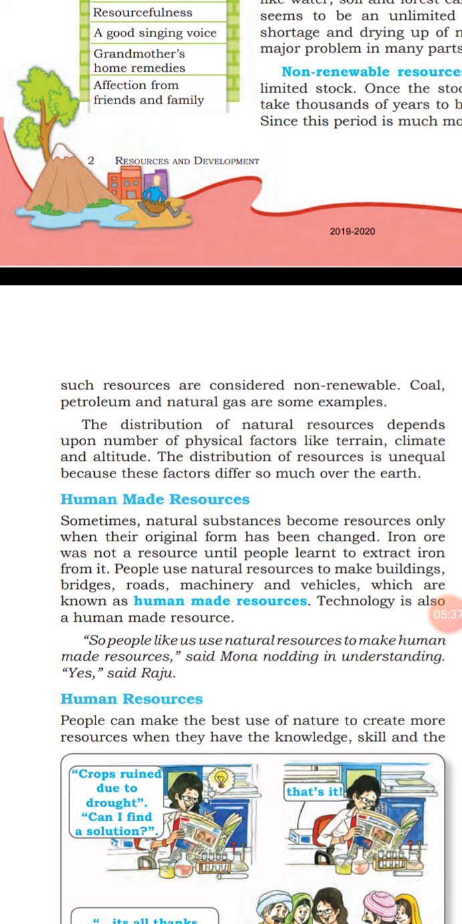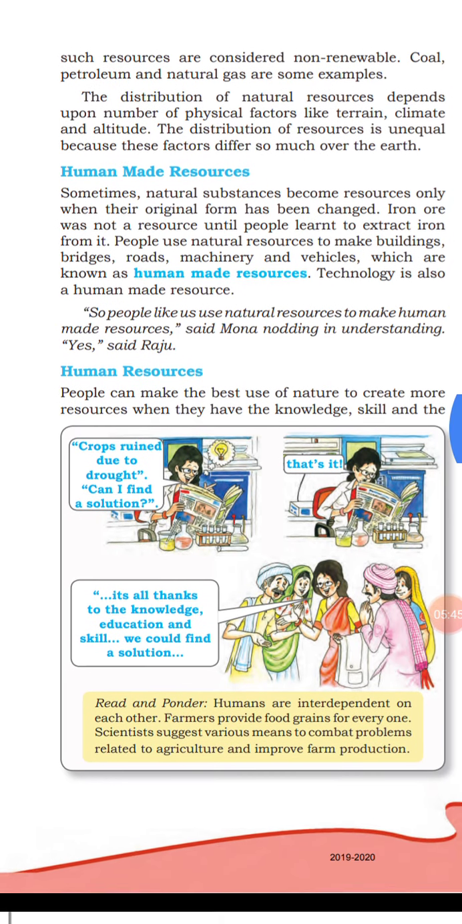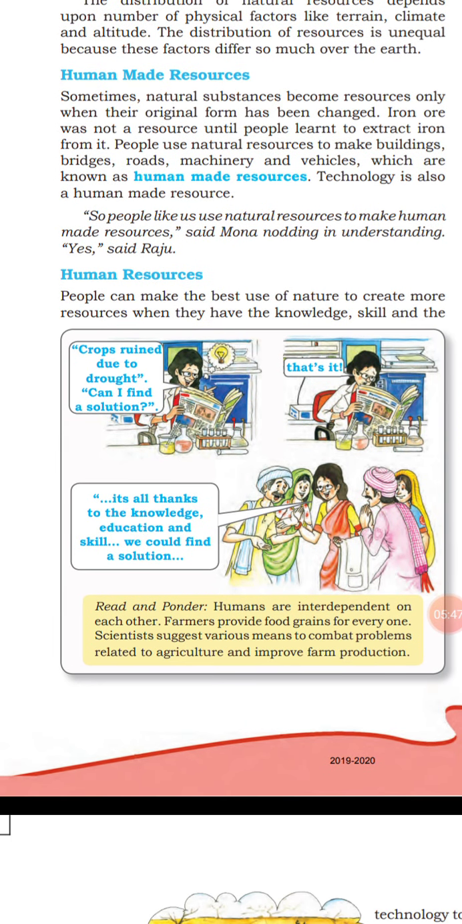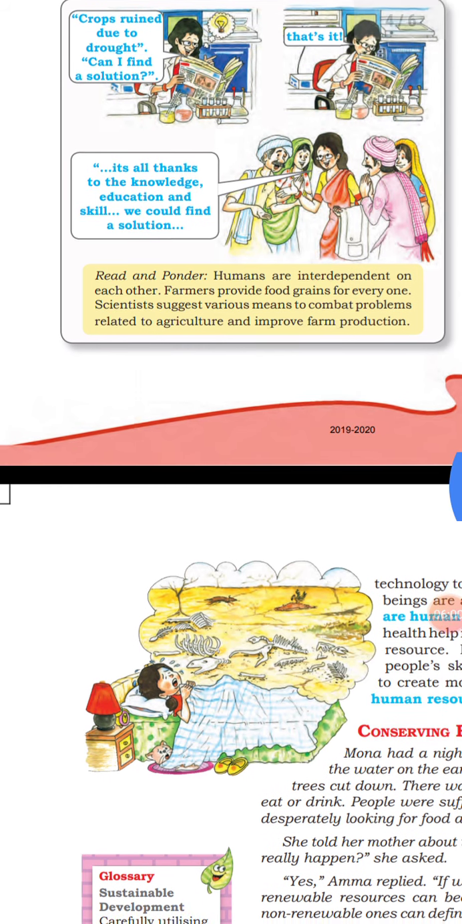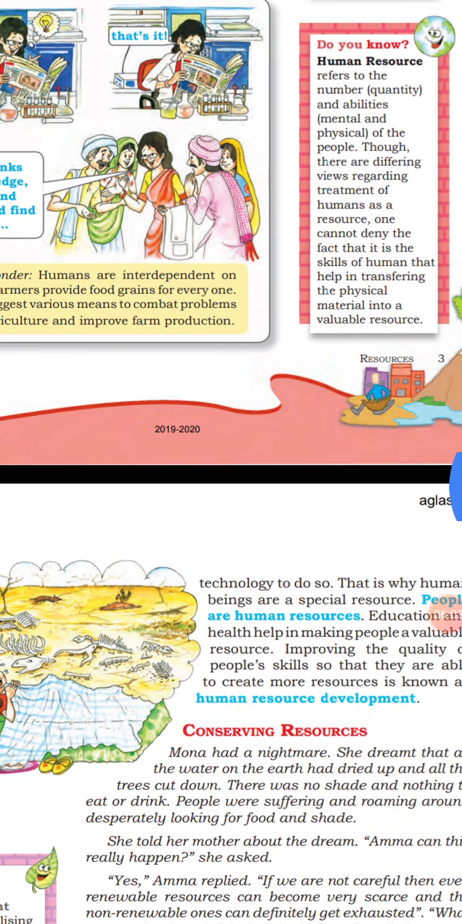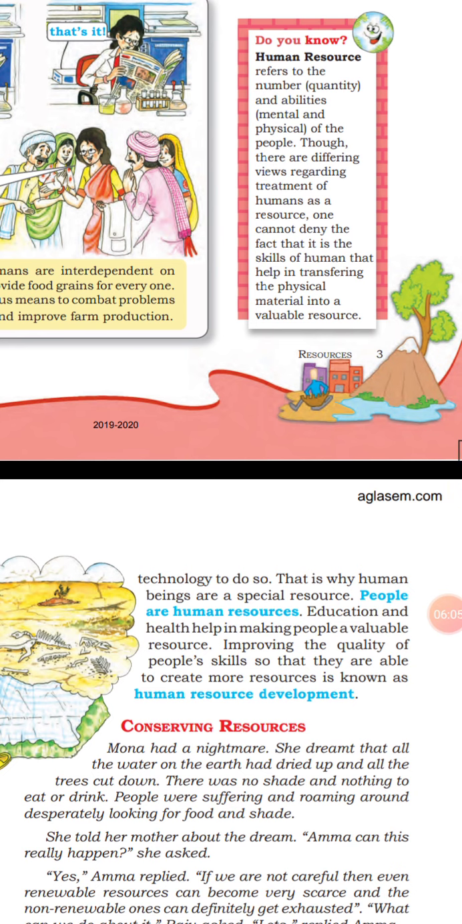Then the next one is human resources. Human resources are the people only. People are human resources because education and health help to make people valuable resources. With the help of these, they are able to make new technologies to develop different types of resources into special resources.